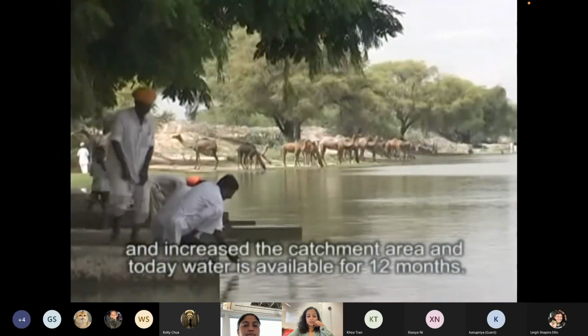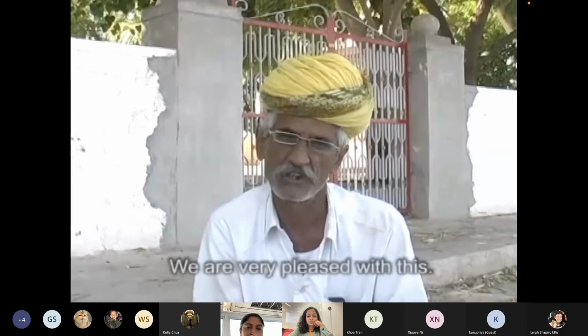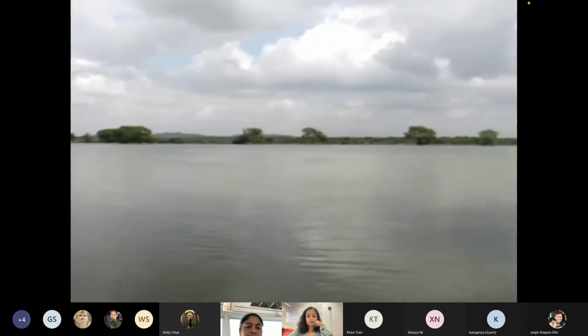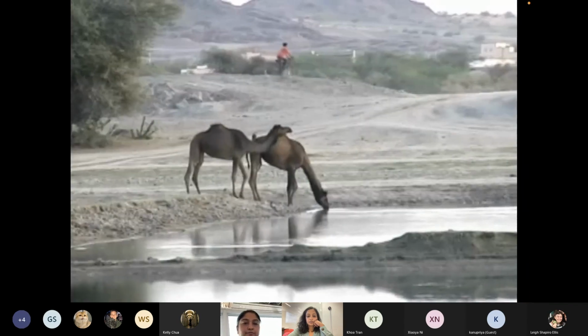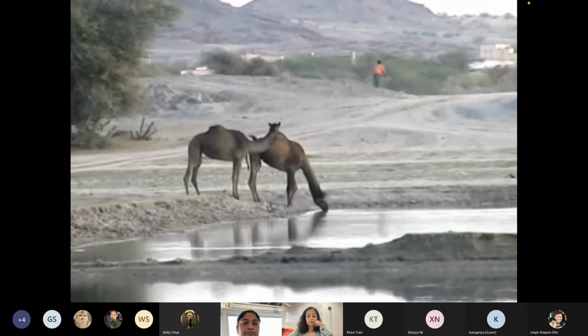This work was carried out aiming to harvest every drop of water that fell in the catchment area, even during a scanty rainfall.